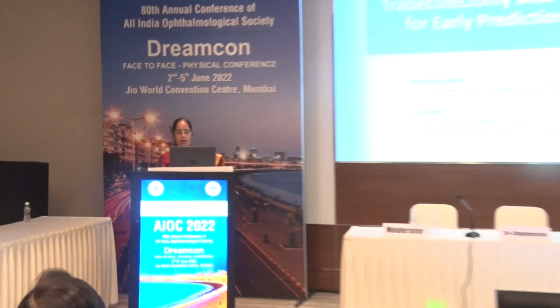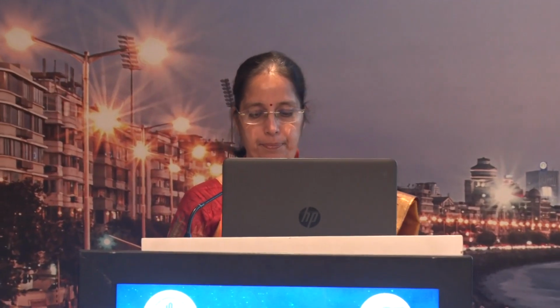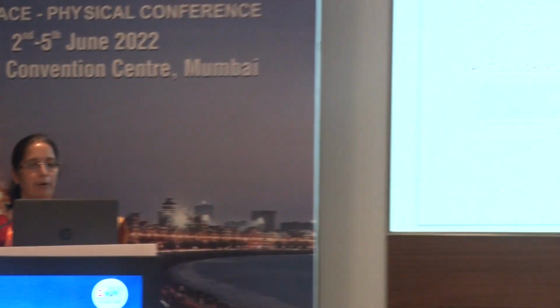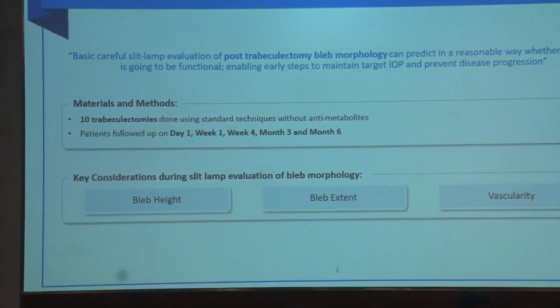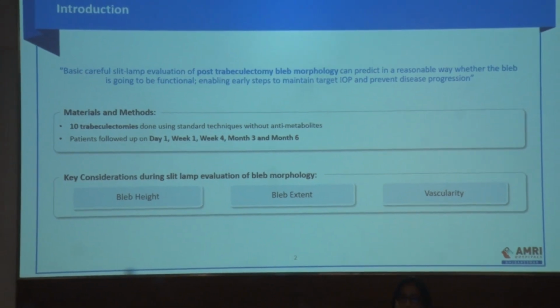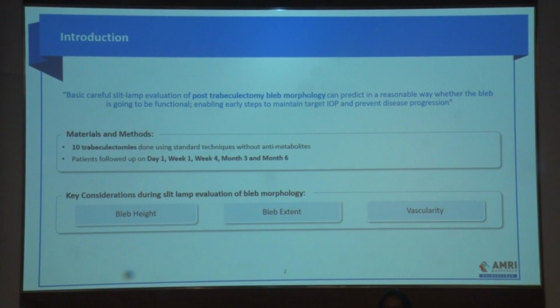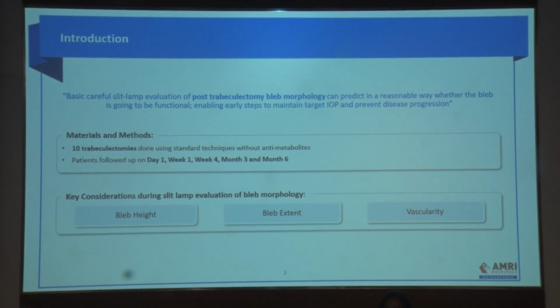Morphology study for early prediction of Bleb failure. The basic careful slit lamp evaluation of post-trabeculectomy Bleb morphology can predict in a reasonable way whether the Bleb is going to be functional, enabling early steps to maintain the target intraocular pressure and prevent disease progression.